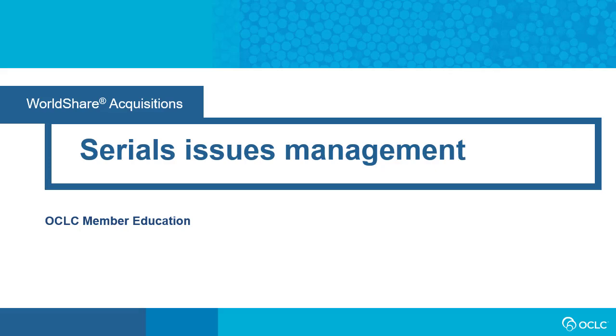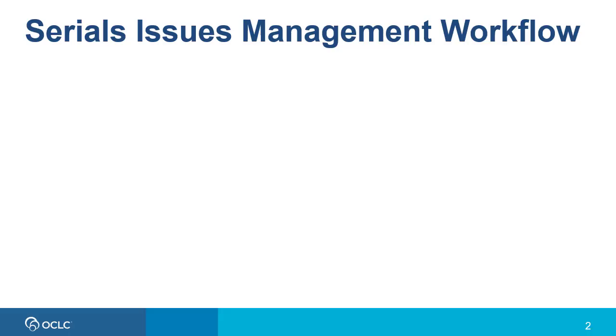In this video, Serials Issues Management, I'll go through the steps for adding a new serial subscription. We'll start with the arrival of the first issue of a new print subscription. We'll search for a bibliographic record in WorldCat, and then start the Serials Issues Management process. First, let's take a look at the Serials Issues workflow.